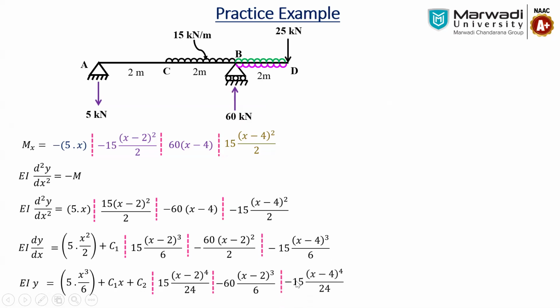So this is our generalized equation of dy by dx and y, which is the slope and deflection. But still C1 and C2 are missing, so we have to put in the boundary conditions.